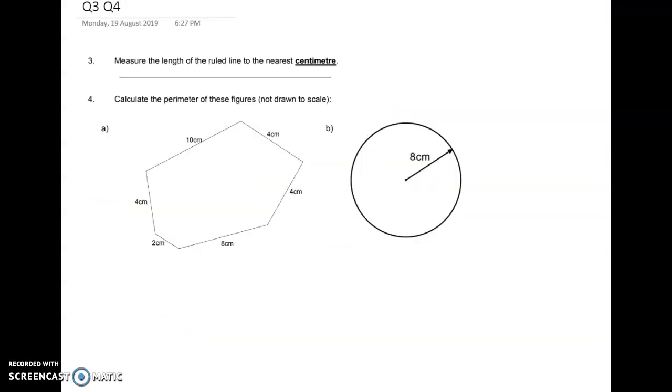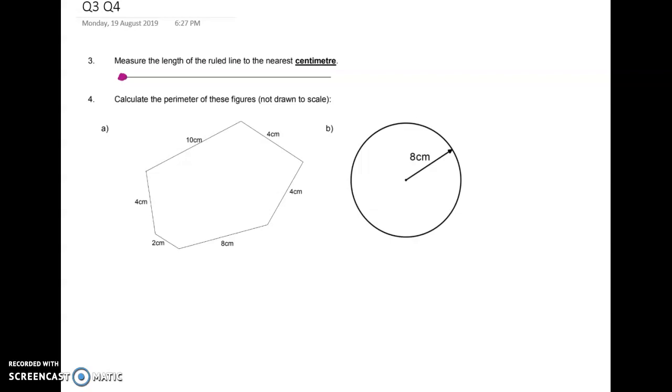Okay, question 3 and 4. Well, I'm not going to do question 3 because stupidly when I copied over the question from the worksheet, I stretched the thing. But if you measure that properly, it works out to be 10 centimetres. The key thing to remember when you're using your ruler is make sure that your 0 mark is on the start of the thing that you're measuring.